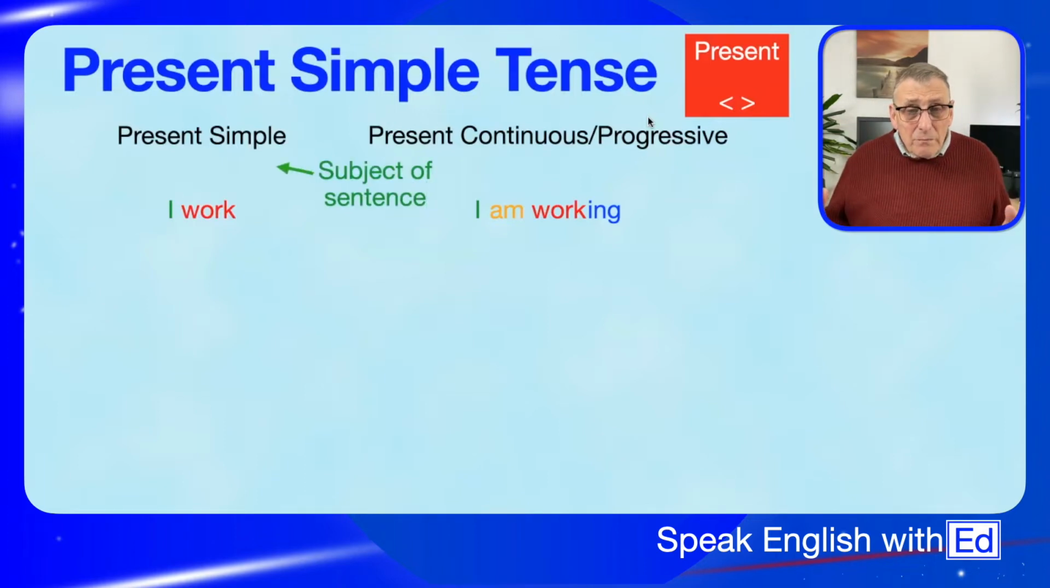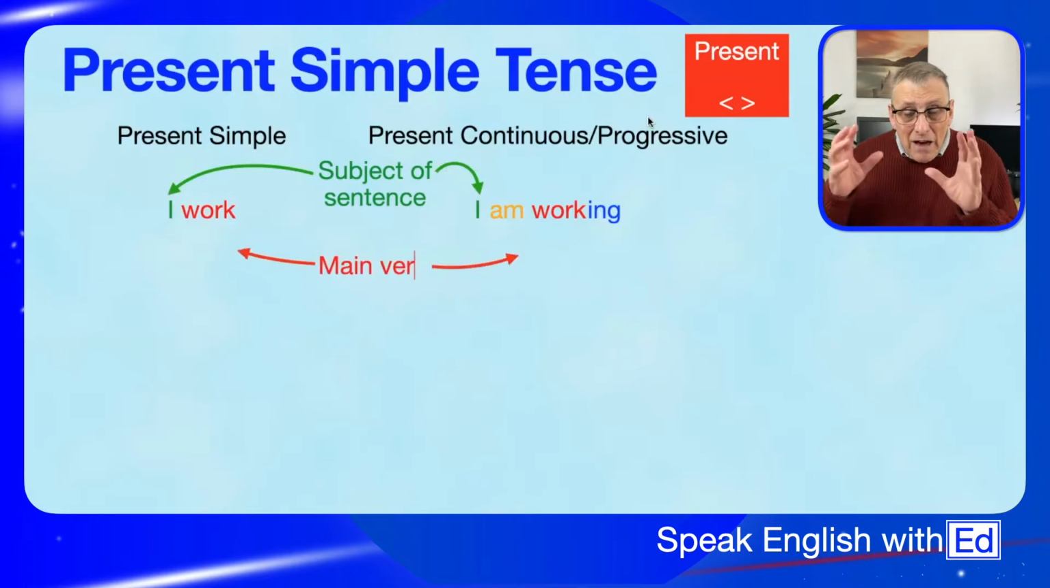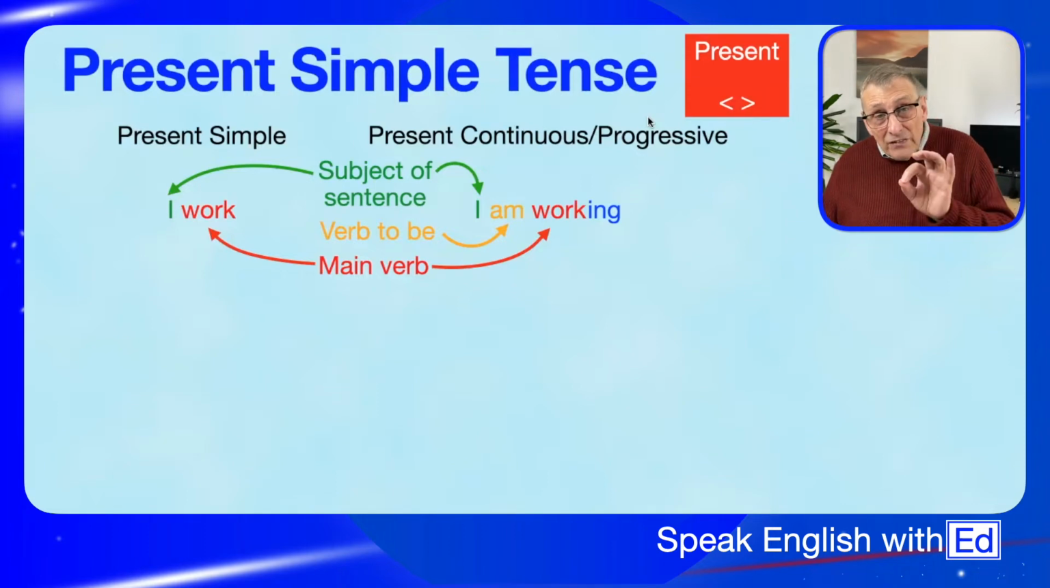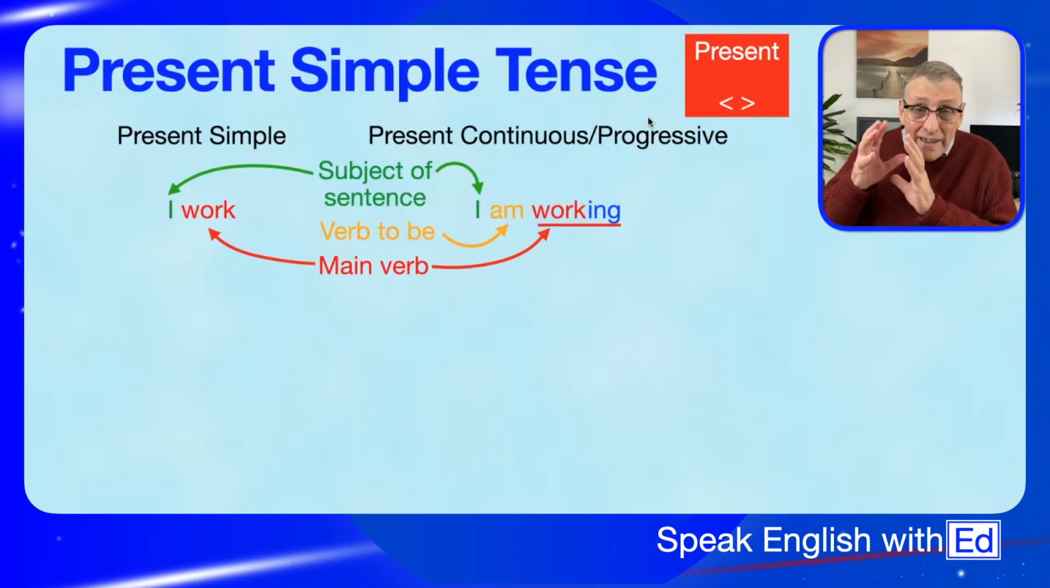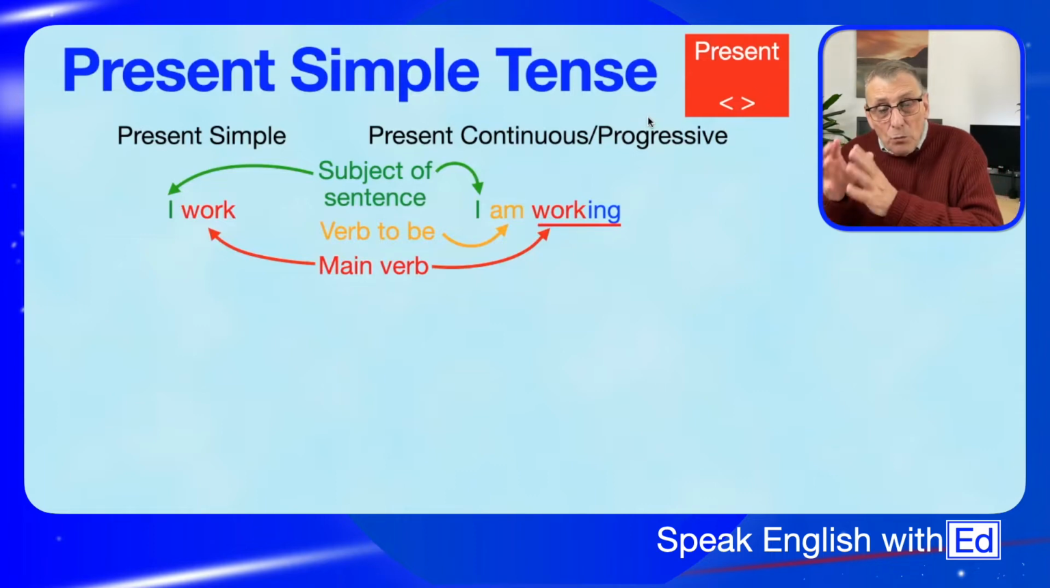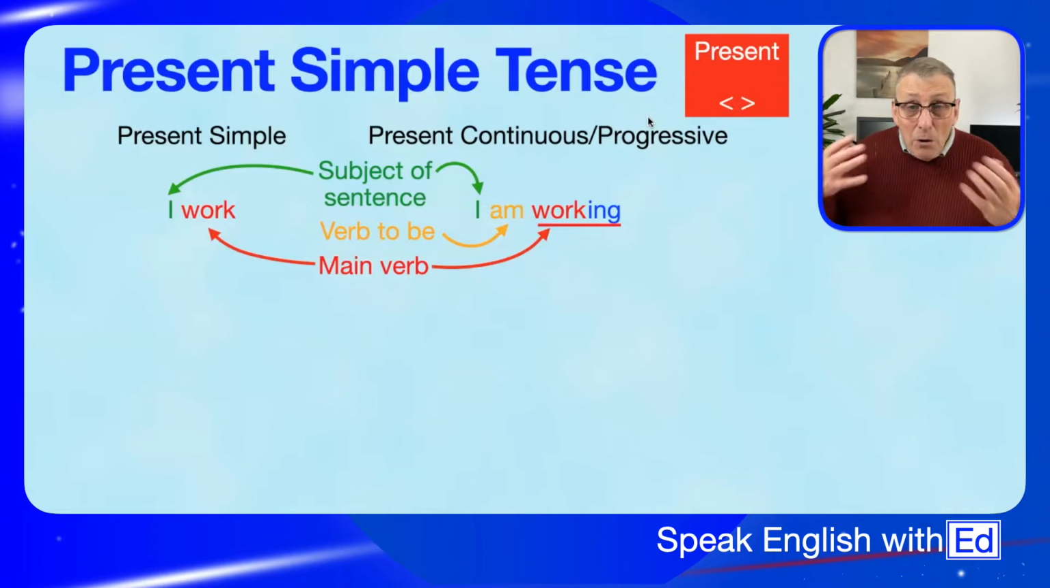Now, both of them have a subject, which is a requirement of a sentence, and both of them have a verb. Both of them have a main verb, which is the requirement of a sentence. But the present continuous also has an auxiliary verb, which is the verb to be in this case. And it also has a modified main verb because it's got ing stuck on the end of it. So it's I am, which is the auxiliary verb, and working, which is the modified main verb.